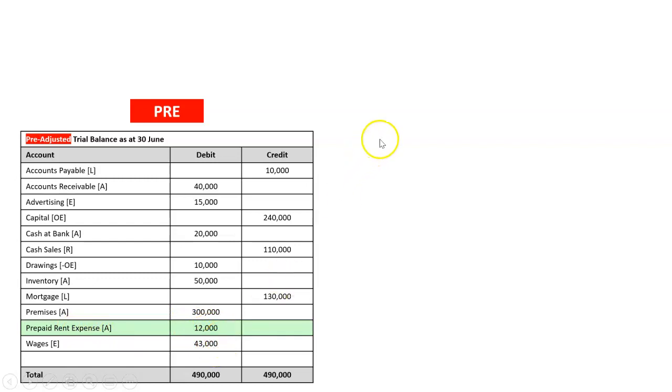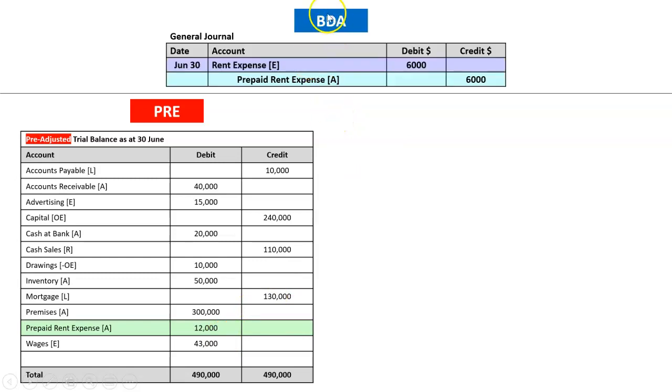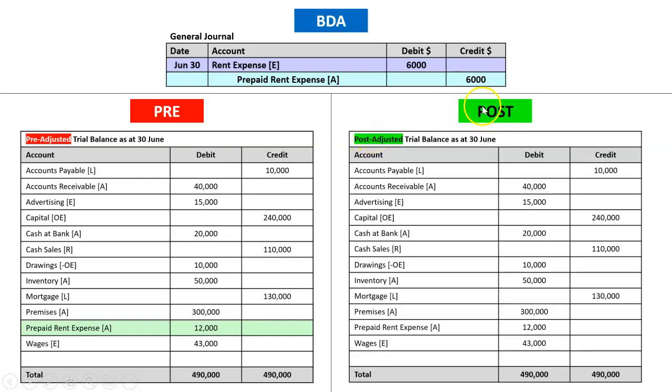And what we needed to do was go, well, no, we've actually used some of that. That figure's not right. I needed to do a balance day adjustment, a BDA. And I did that in my general journal. I did a debit to rent expense and a credit to prepaid rent expense. What happened? Well, that means that I will now have a post-adjusted trial balance. So see this here, rent expense 12,000. Well, I've got to change that in the post-adjusted one. It should go down to 6,000 because I decreased it.